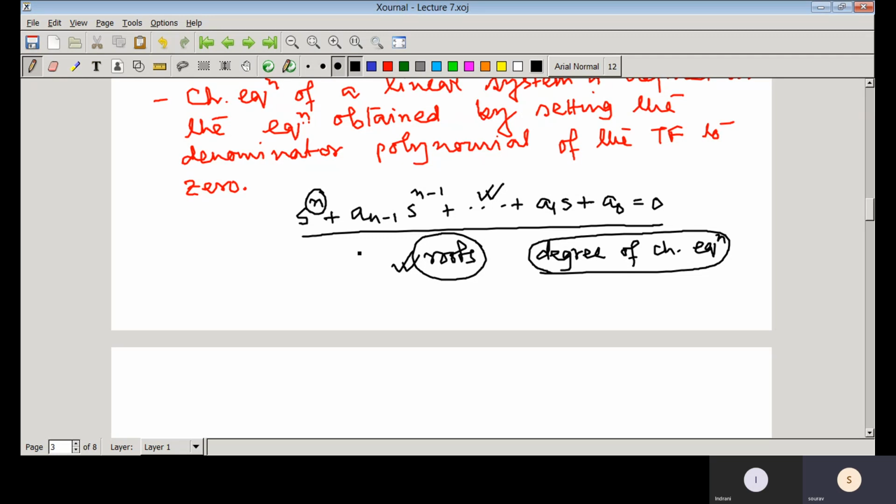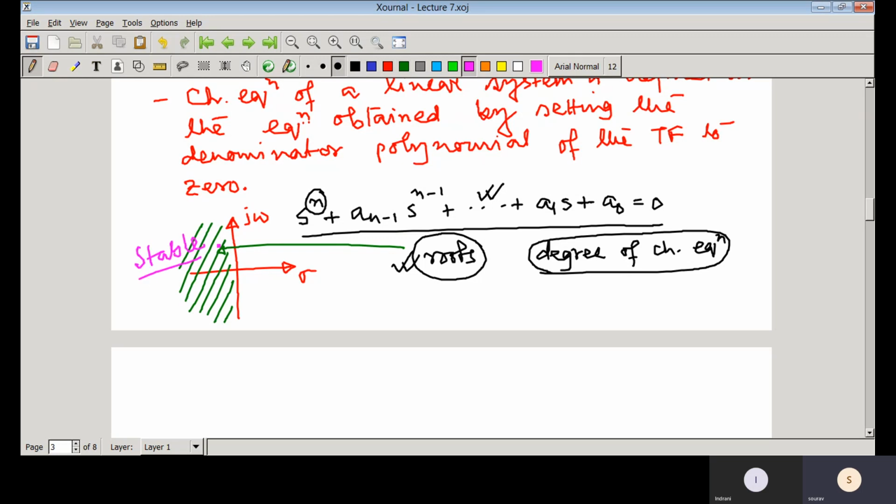If the roots of the characteristic equation lie in the left half of the complex plane, that means if you have the complex plane, with sigma and j omega axes, and the roots lie in the open left half of that complex plane, in this particular region, then the system is stable. That thing we'll be discussing in detail later.